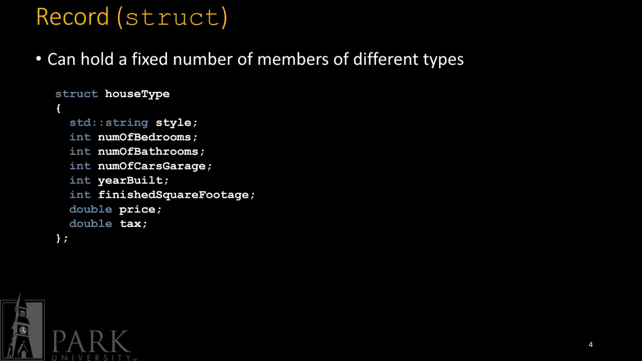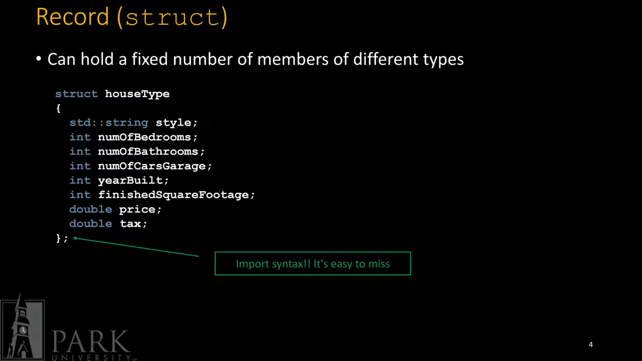In C and C++, structs allow us to define new data types that can hold multiple items of different types. Here's the definition of one struct named houseType. Pay attention to the semicolon at the end of the definition. This syntax is important.